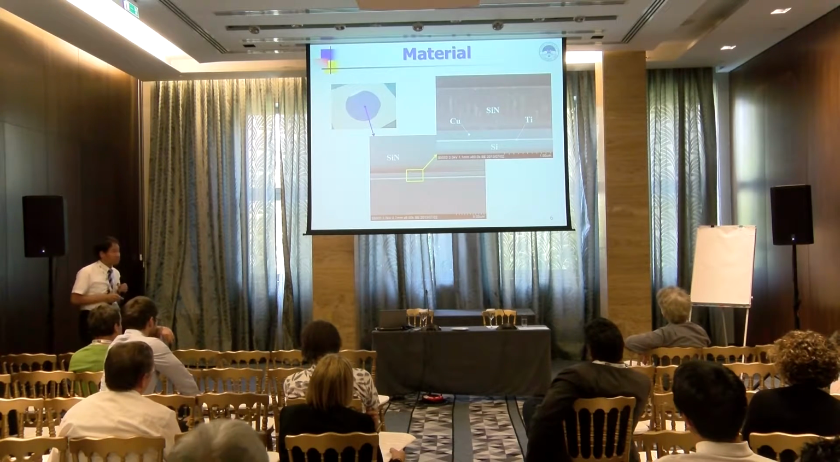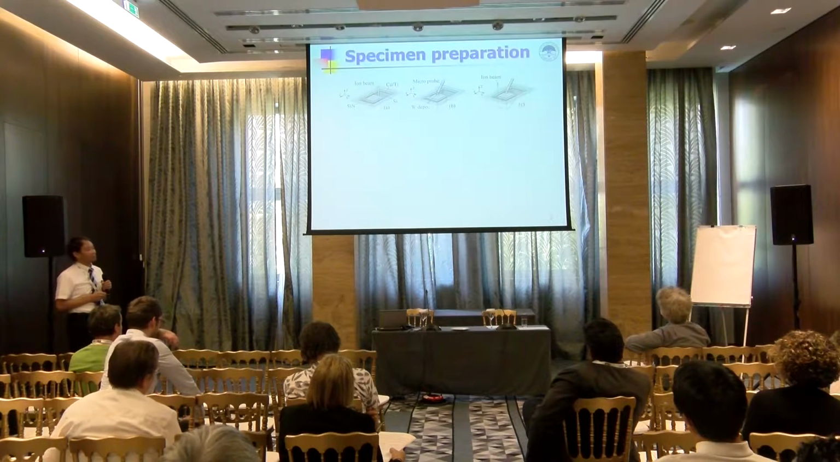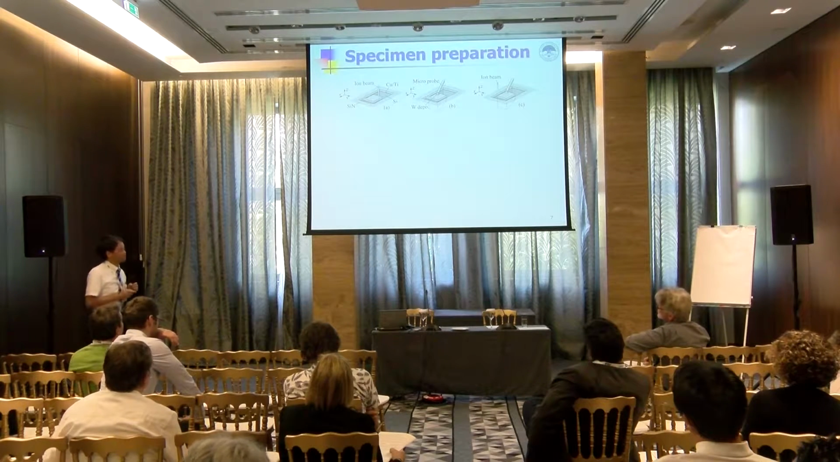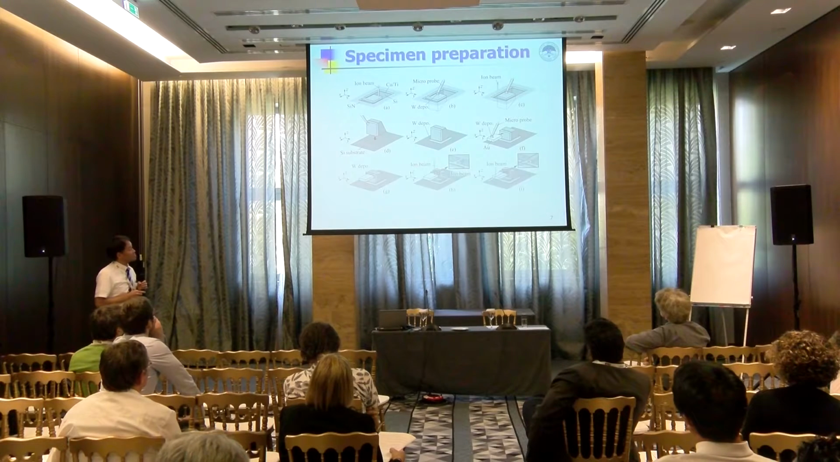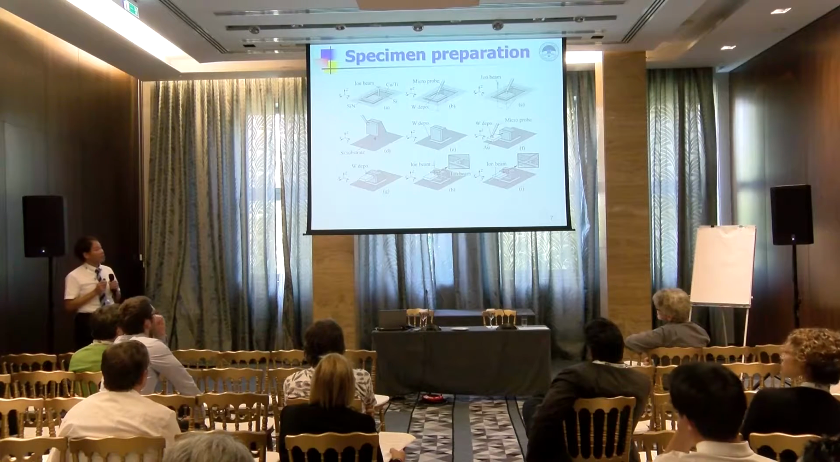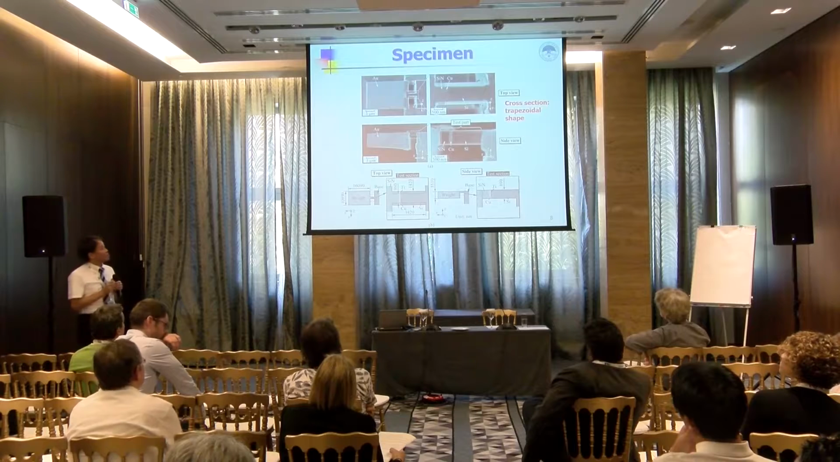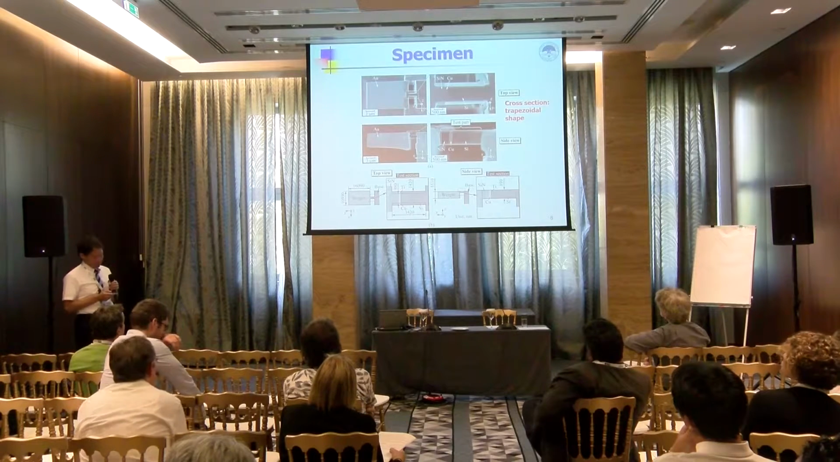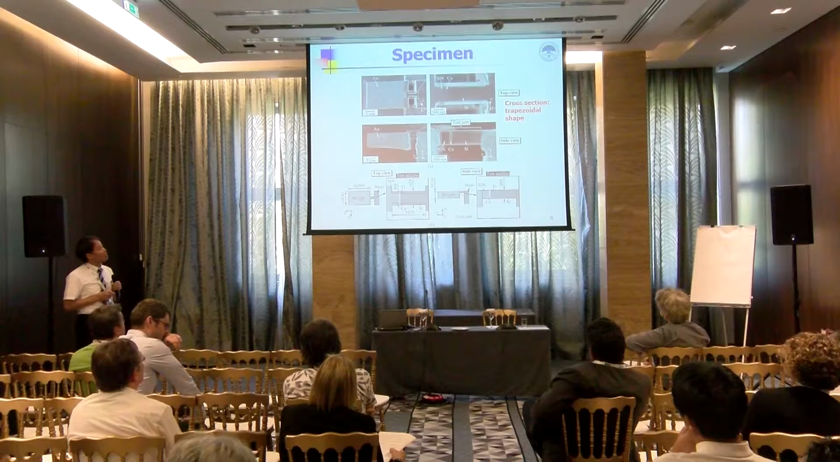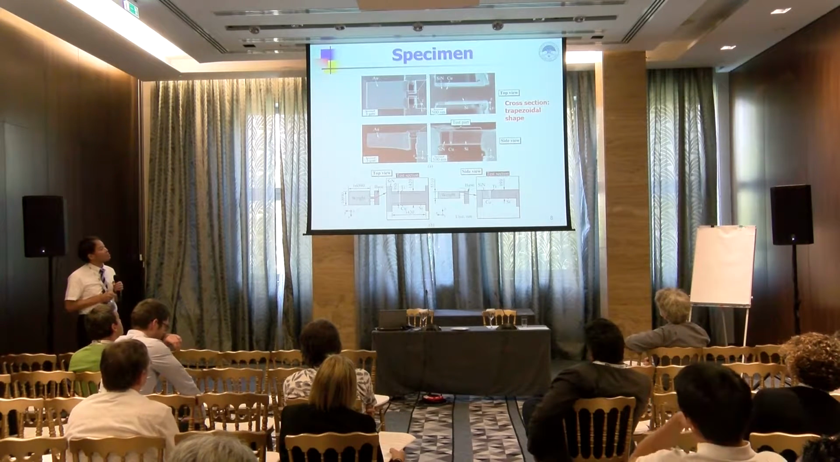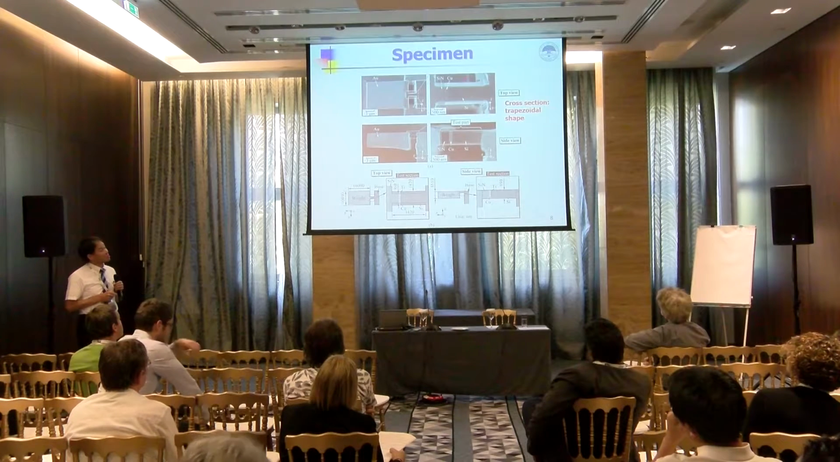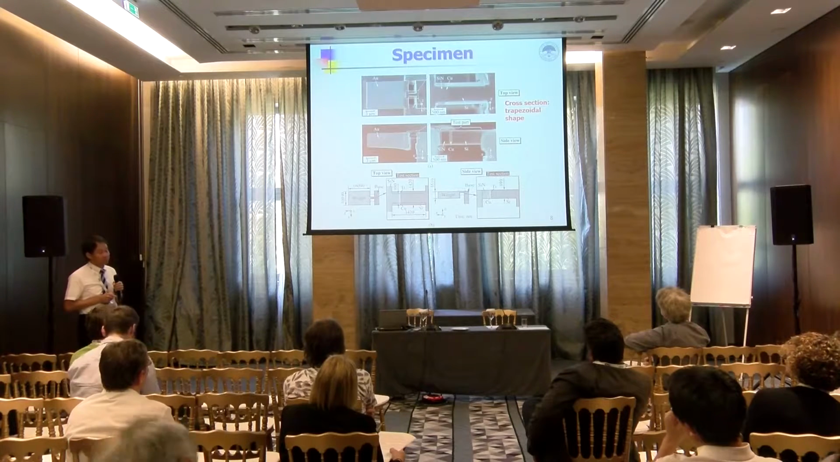And from these materials, we fabricated the specimen using focused ion beam. And so after the processing, we removed the damaged layer introduced by FIB by using the Ar ion milling. Okay, so this is the specimen we fabricated. The test section is composed of a silicon nitride layer, a copper layer, and silicon substrate. And the cross section of this test section has a trapezoidal shape.